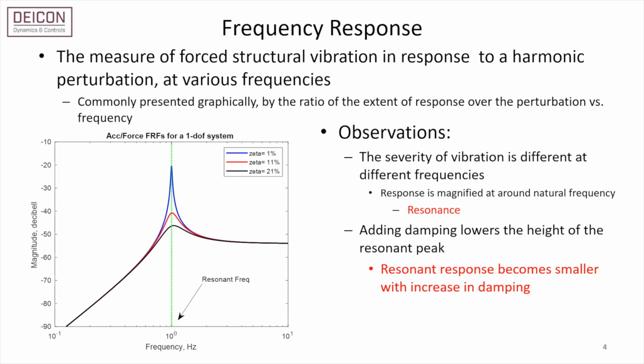In other words, structures possessing increased damping exhibit less pronounced resonant vibration. For instance, raising damping from 1% to 11% leads to a roughly 20 decibel decrease in magnitude, indicating a tenfold reduction in the severity of vibration. This demonstrates how damping effectively controls and reduces resonance.